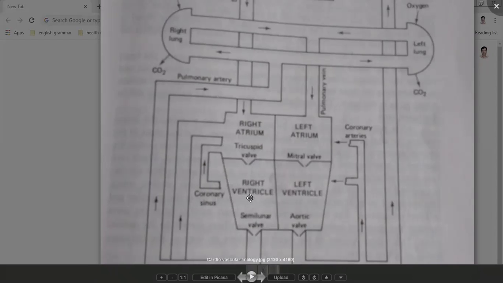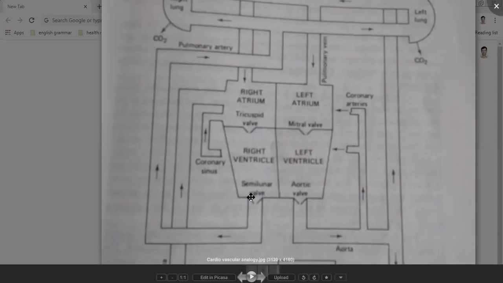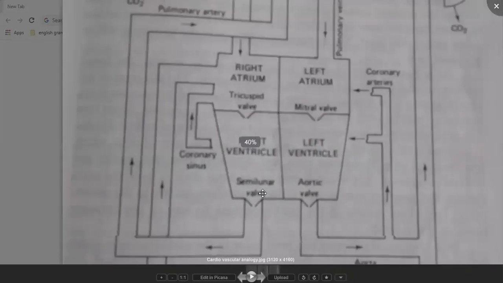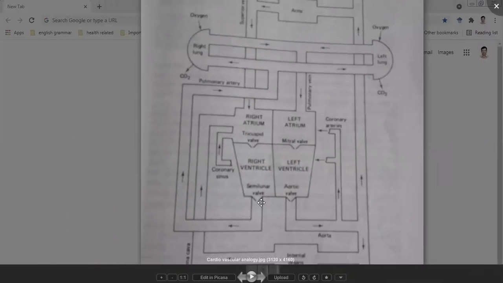Due to the contraction of this chamber, this is a semi-lunar valve. This semi-lunar valve opens, and the blood is pumped to the lungs, to the pulmonary artery. This is the right lung, and this is the left lung. The blood is supplied through the pulmonary artery. The pulmonary artery carries the blood to the right lung, and similarly to the left lung.